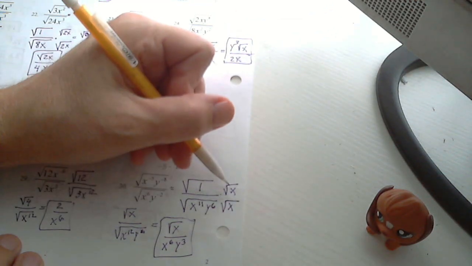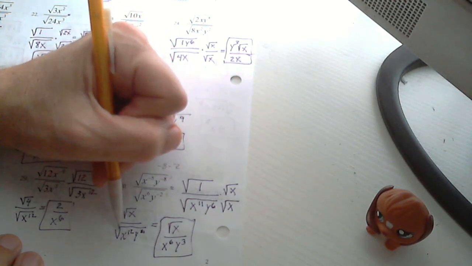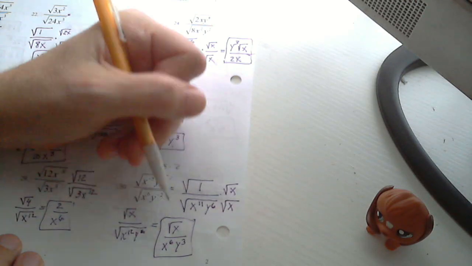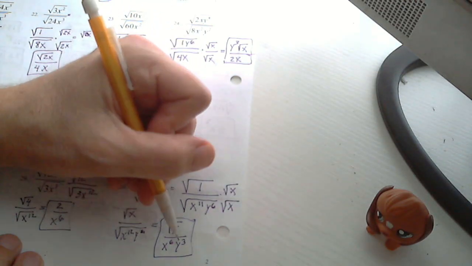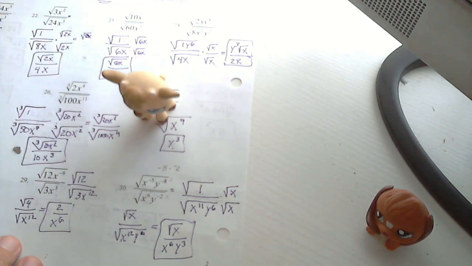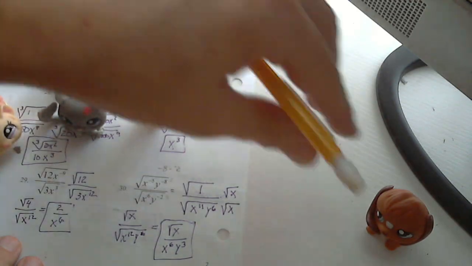All I have to do is multiply by radical x over radical x. I get radical x over this. The square root of x to the 12th is x to the 6th, and the square root of y to the 6th is y to the 3rd. Yay! We're all done. Now it's time to go do some homework and some classwork.